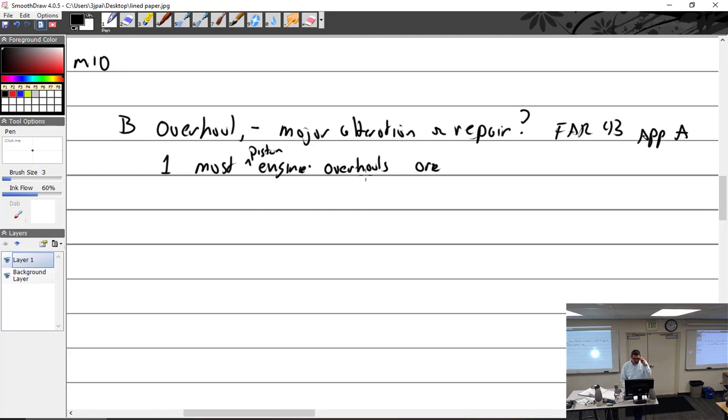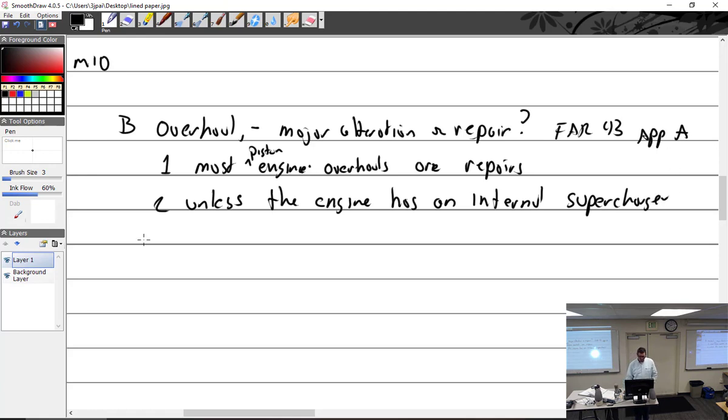Okay, most piston engine overhauls are what? Repairs. Simple repairs. The difference is, unless the engine has an internal supercharger or reduction gear that is not a spur type gear, then it is a major repair.